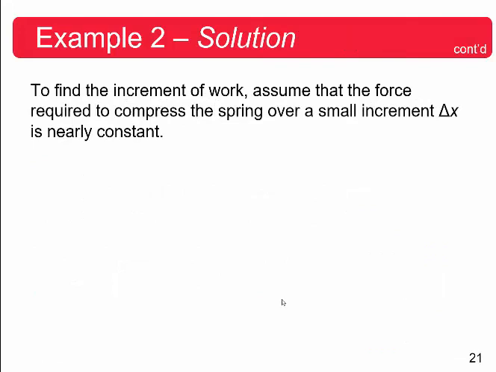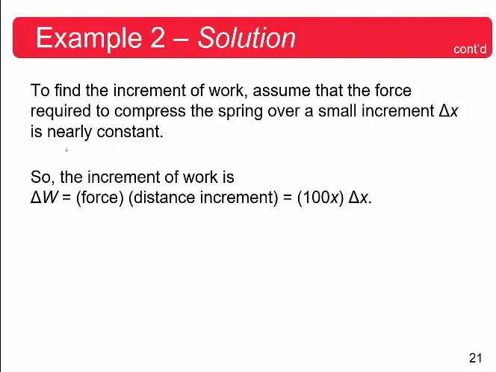All right, to find the increment of work, assume the force required to compress the spring over a small increment, delta x, is nearly constant. For very, very small x, that's pretty straightforward to assume. So the increment of work is delta W, which is force times the distance increment. We know the force function was kx, or 100x, times delta x.